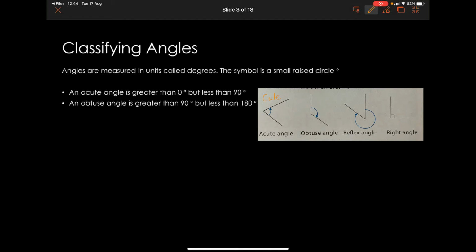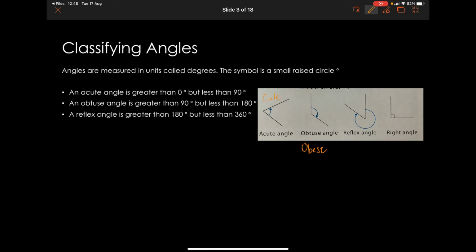An obtuse angle is greater than 90 degrees but less than 180. So that's a bigger angle. That's called obtuse. Sometimes I remember that using the word obese, because it means bigger. So you can use that there. Again, it's up to you how you remember these, but this is how I've remembered them over the years.